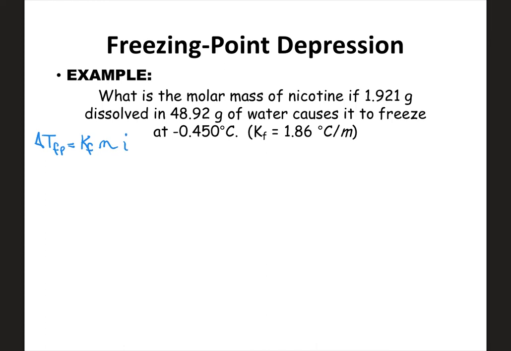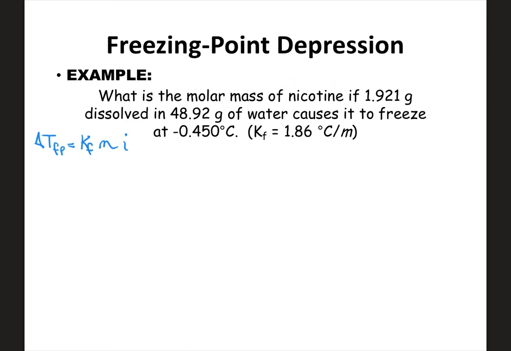Now, anytime you are asked to find the molar mass here, you're going to end up needing to use the molality. So you're going to have to solve this problem for the molality, and then we'll see how we can use the molality to get to molar mass. Remember, molar mass is going to be grams per mole, and it's specifically relating to the solute here. We're trying to find the molar mass of nicotine, which is our solute.